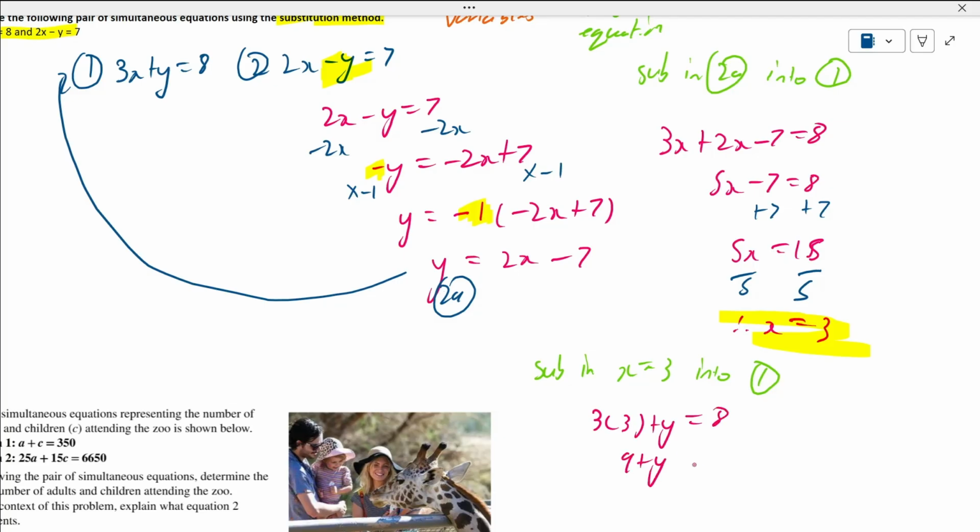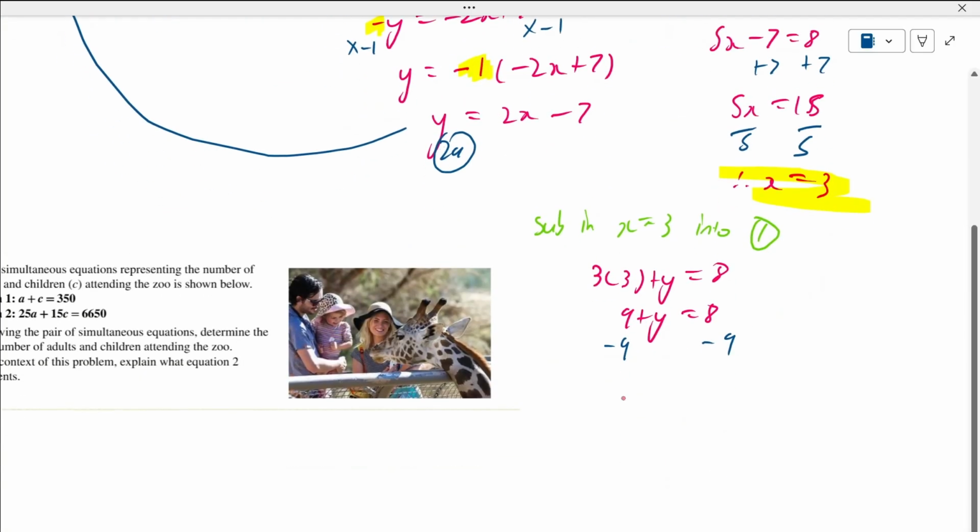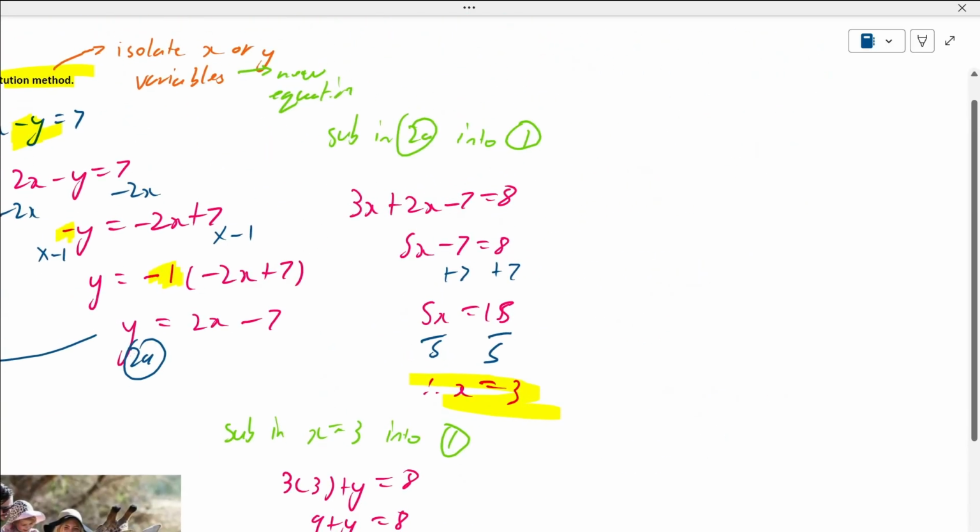9 plus y equals 8, minus 9 on both sides to get rid of this 9 here, minus 9, minus 9. So that's going to be y equals 8 minus 9. Therefore, y is going to be negative 1. Okay, great. So we've done that.